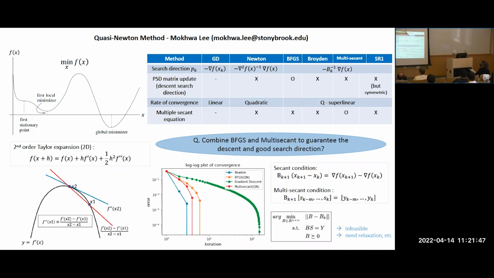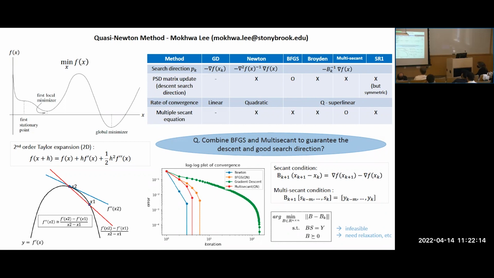Generally we don't need to do the line search because BFGS has the matrix B, for example the estimation, which is quasi-positive definite, that guarantees the descent direction. So maybe line search can help you to find a better direction, but it is not necessarily used. However, other methods, like Broyden or multi-secant or other methods, actually do not guarantee the positive semi-definiteness.